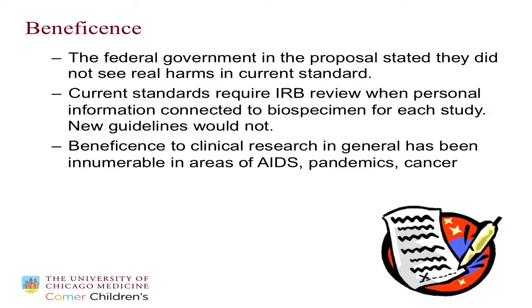The federal government states in the 400-page regulations that's currently on Obama's desk that they really didn't see any real harms with the current standards. But they wanted to change them because there was some public outcry that they didn't want specimens used without their consent, even though I'm not sure everybody really understands what that means. And as I said, the current standards require IRB review for individual studies, and the new guidelines won't require that.